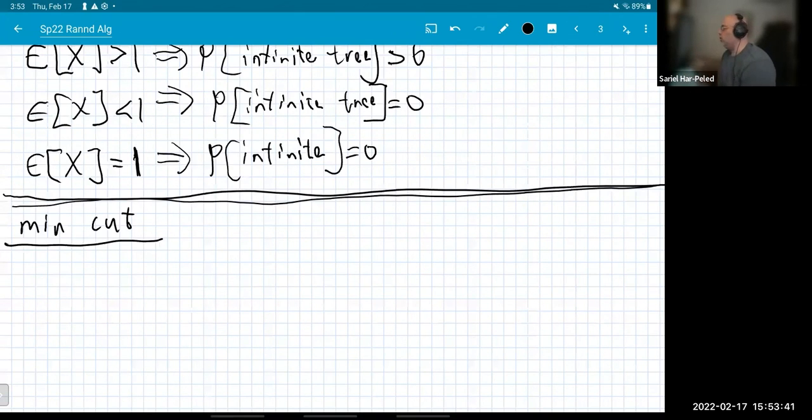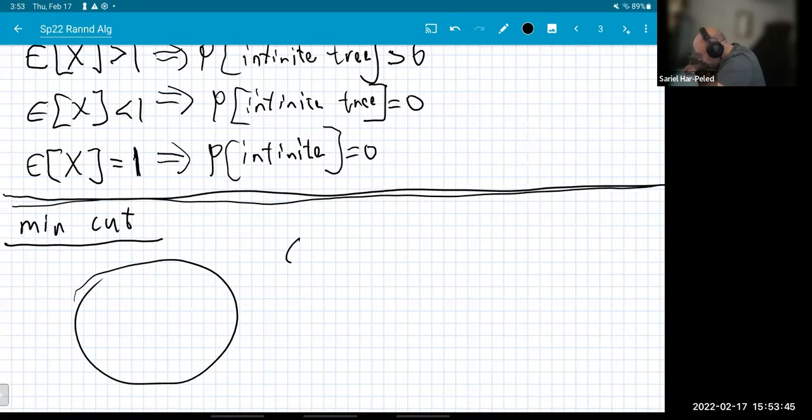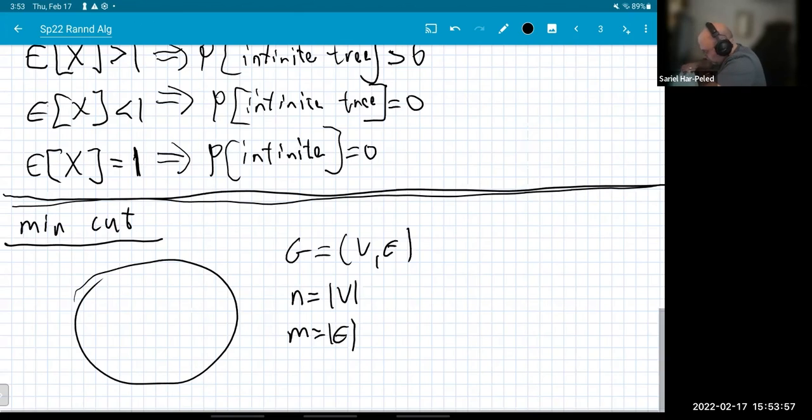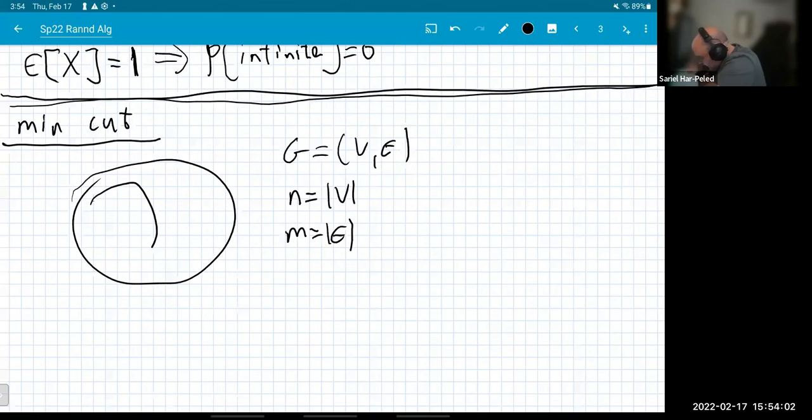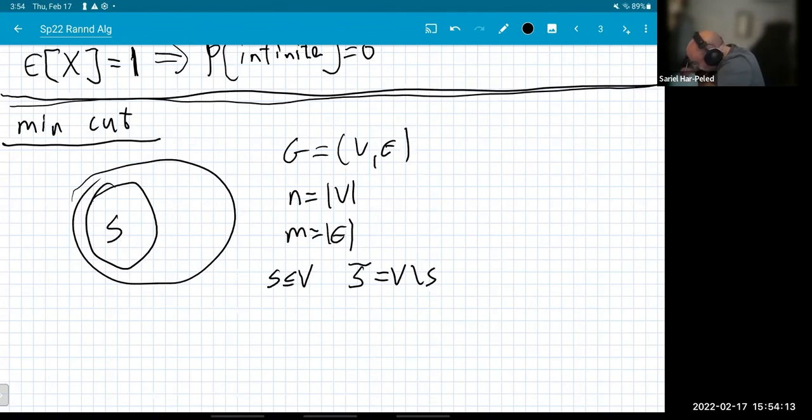Okay, so I give you a graph. And I should say that here we're dealing with the simplest case. So the graph is going to have n vertices and m edges. And if I pick a set of vertices S, then there's going to be a complement set of vertices.